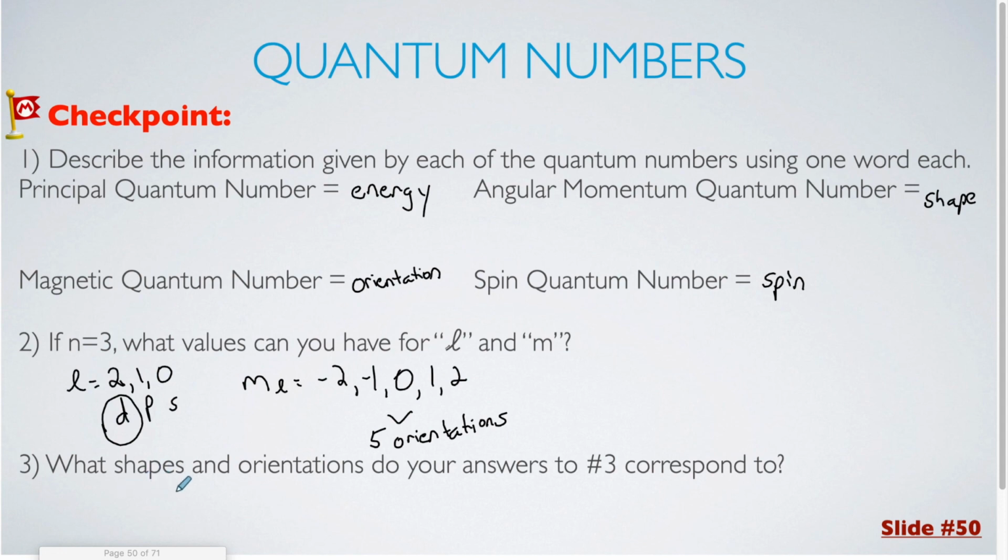So for question 3 here, we already kind of answered that. What shapes are possible? We have our s, p, and d shapes, and for the orientations, we have 5 potential orientations for our d orbitals.